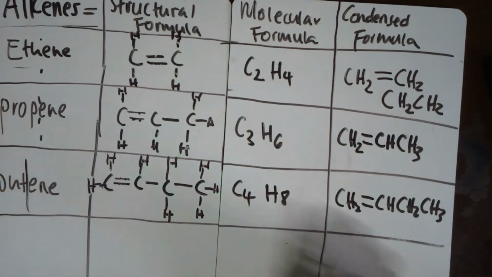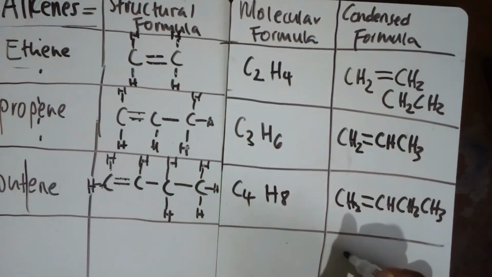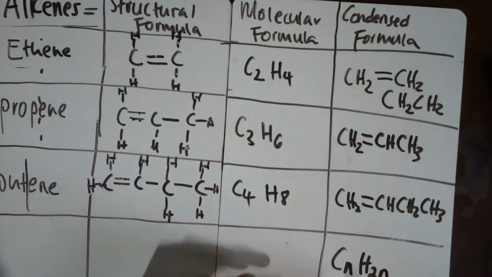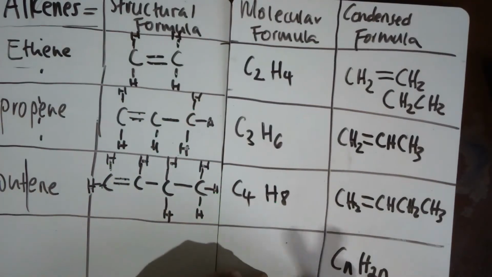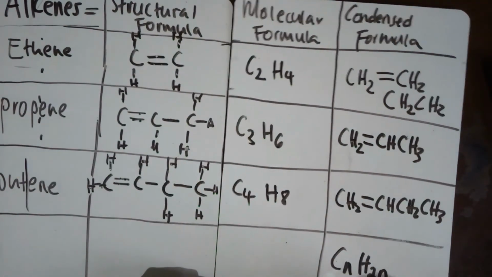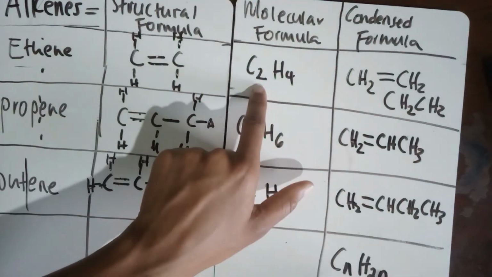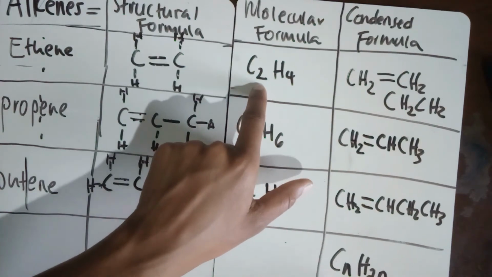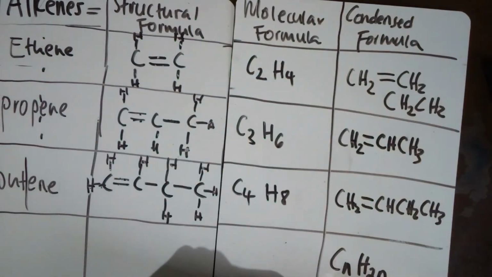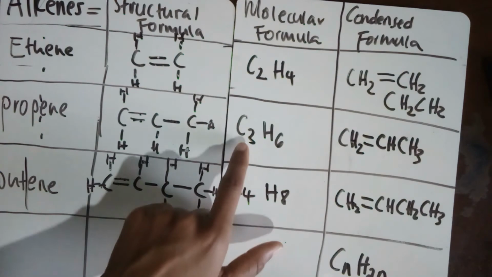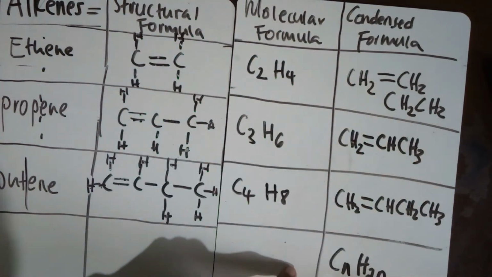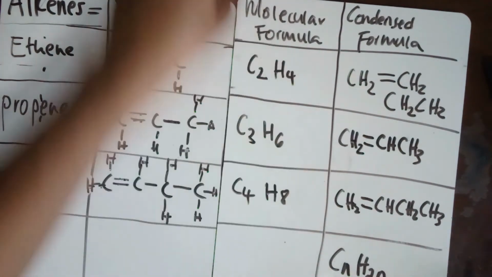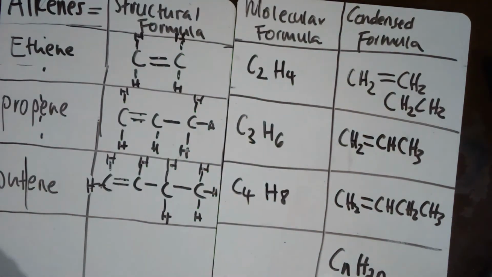And you actually find, if you look at the molecular formula, that it's CnH2n. So if n is equal to 2, like for ethene, there are 2 carbon atoms, which means there will be 2 times 2 hydrogen atoms, which is 4. If n is equal to 3, there are 3 carbon atoms, so it's 3 times 2, which gives us 6, right? You can check it for yourself. And now let us move our discussion to alkynes.